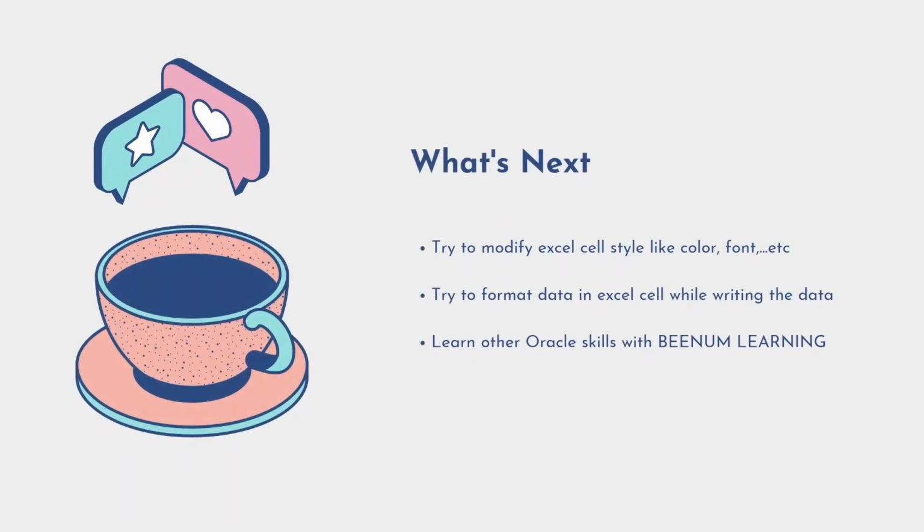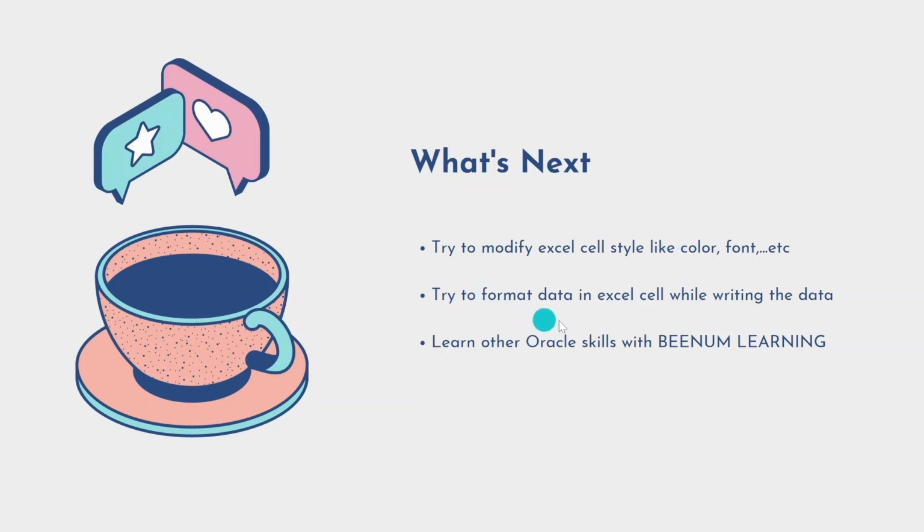We hope that this tutorial was helpful to you and you are now comfortable generating or writing an Excel file with the help of an OIC integration and an OCI function. Now the question will arise, what's next? From here, you can try to modify the Excel generate file code in the OCI function, wherein you can customize the cell style. You can style the cell, that is the color, font style, font color, and background of the cell. All those things you can try to modify.